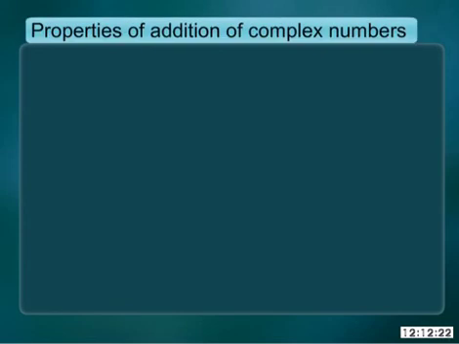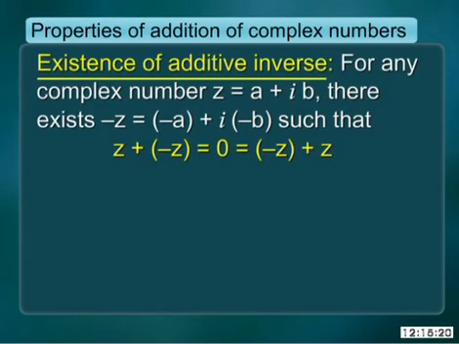The fourth property is the existence of additive inverse. It states that for any complex number z equal to a plus iota b, there exists minus z, which is equal to minus a plus iota into minus b, such that z plus minus z is equal to 0, which is equal to minus z plus z for all z belonging to the set of complex numbers.